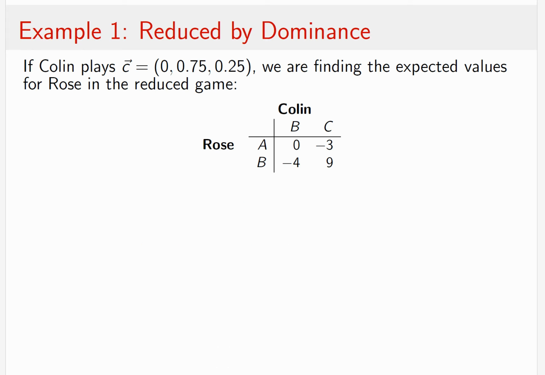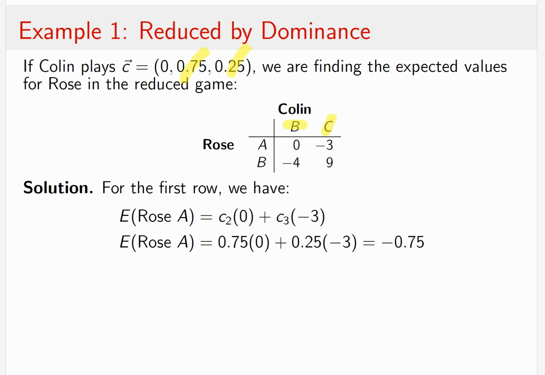Okay, and remember, Colin is minimizing, but here we go. We know that Colin plays 3/4 B and 1/4 A. And if Rose knows that, she can calculate her expected value. Well, we take it piece by piece. She plays strategy A, and then she gets the outcome 0. How often? Well, however often Colin plays B. So that's going to be C2.